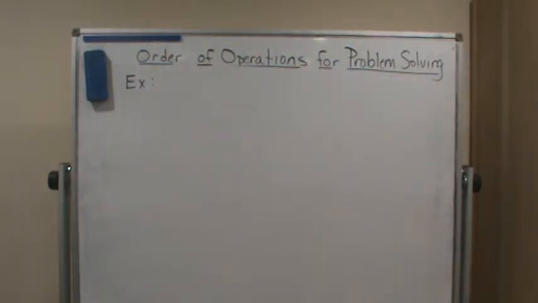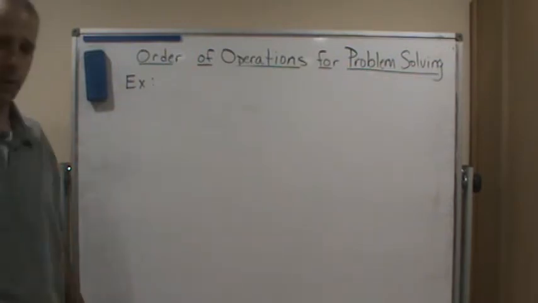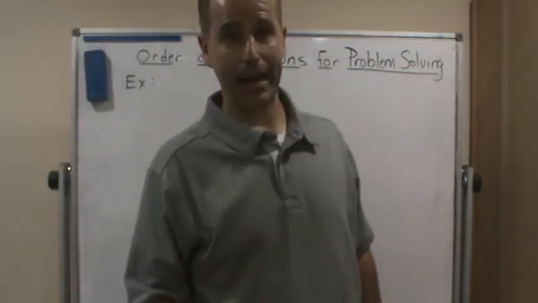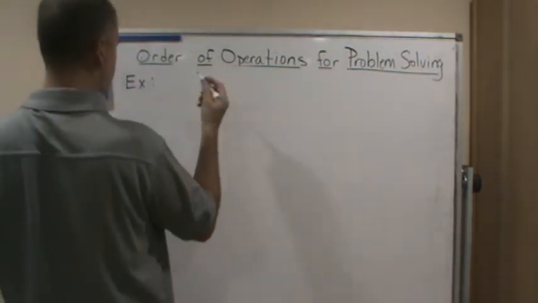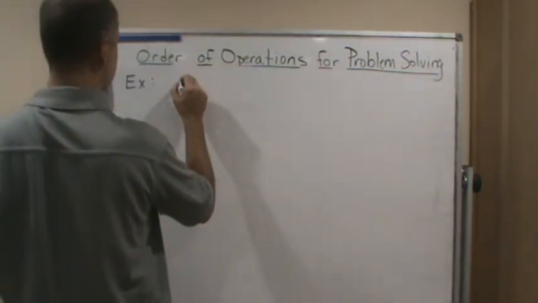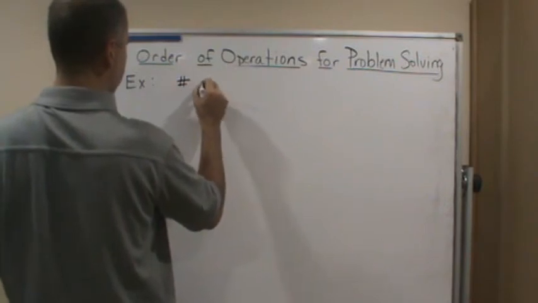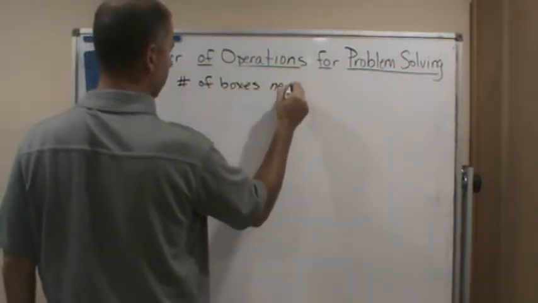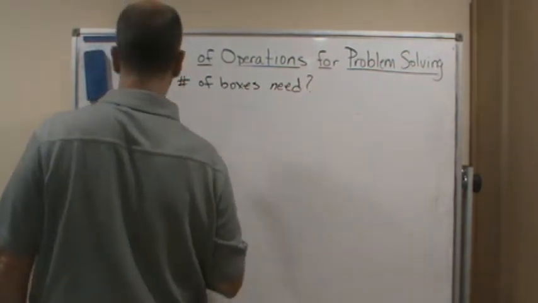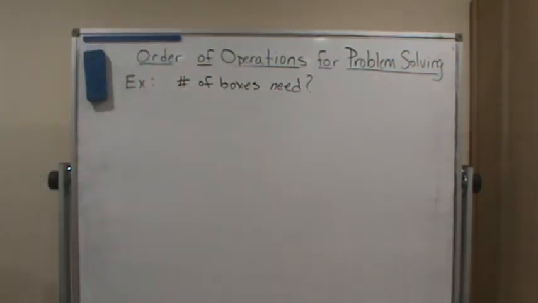So the unknown is what we're trying to find out, right? What are we trying to find? We're trying to find out how many boxes are needed to ship these vases. So we need to know the number of boxes needed. That's the unknown.